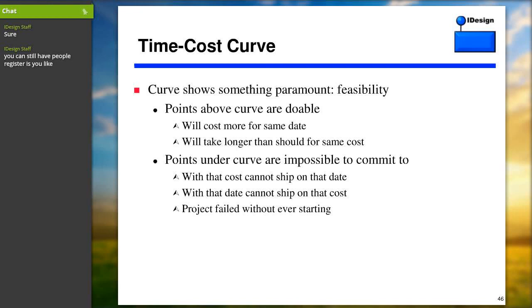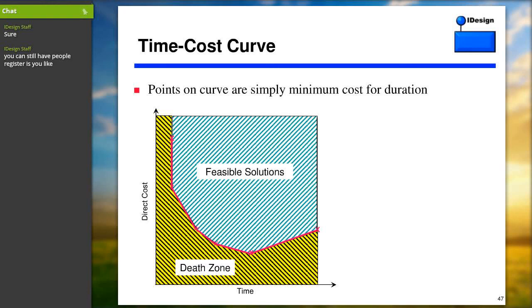So in red, we still see the time cost curve. Above it, we see the area of feasible solutions. They're not optimal, but at least they're doable. But beneath that, we see the death zone. If you choose a scheduling cost point below that, in the death zone, the project has failed before anybody has written the first line of code, which is such an amazing conclusion that you can reach, meaning a week into a project design, you already know the best ways of killing this project. And you also know what is actually possible.